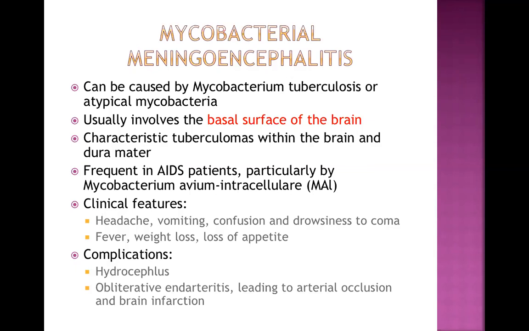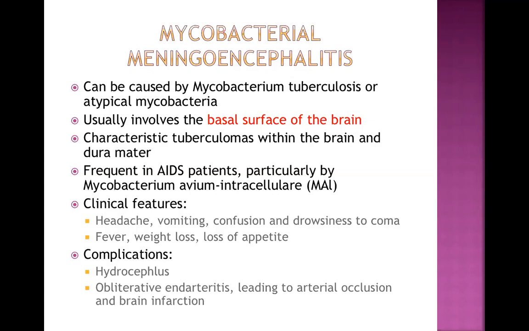as a result of tubercular meningitis. One more important thing here, there will be presence of tuberculoma within the brain and dura mater. Now, tuberculoma is a space occupying lesion or granuloma in case of tuberculosis. In case of AIDS patient or acquired immunodeficiency syndrome patient, Mycobacterium avium intracellulare commonly causes infection, and it may be the cause of mycobacterial meningoencephalitis.